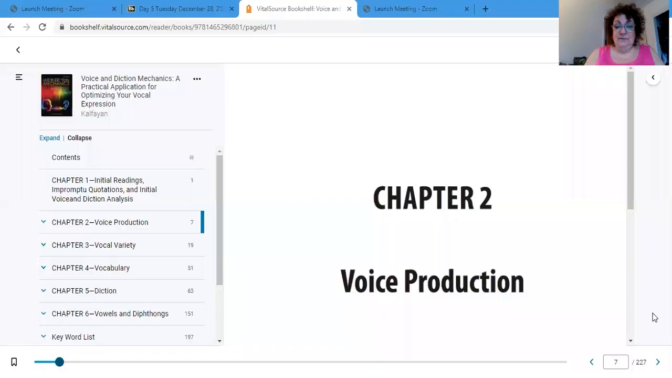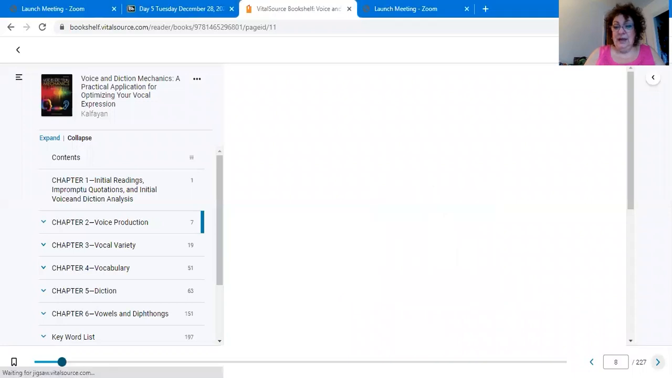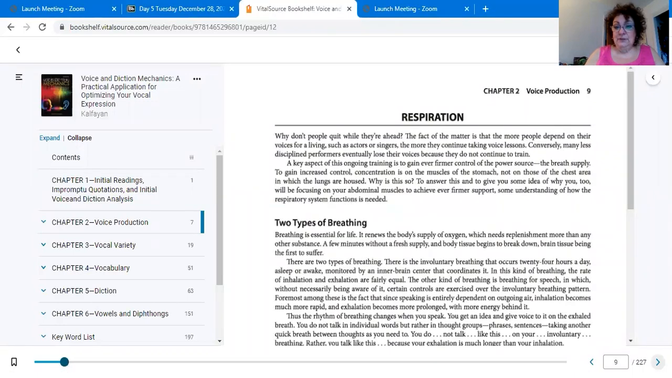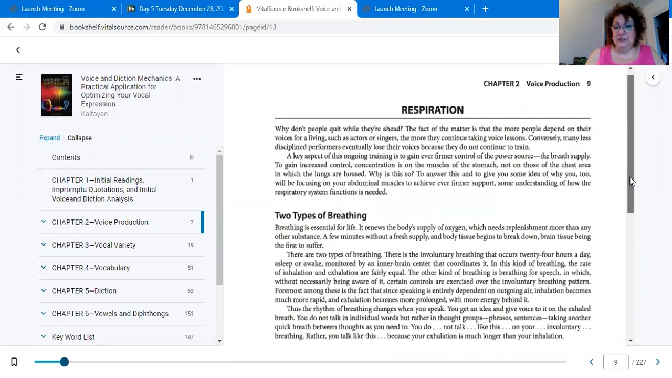So let me share my screen with you right now, and I'm going to show you your book in one moment because it did not stay. And here we are sharing our book. So you're going to read and understand the information in chapter 2, and I'm going to just flip through it so you can see how we open up and discuss what respiration means.